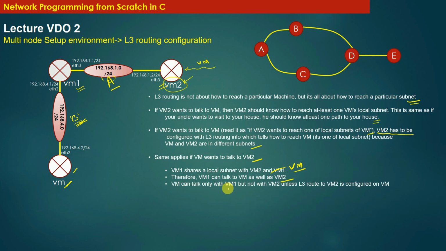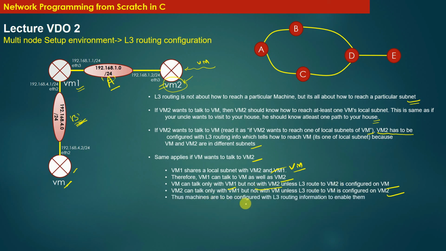VM can talk with VM1 but not with VM2 unless an L3 route to VM2 is configured on VM. And the reason is simple, because VM and VM2 are in remote subnets. They do not have any common local subnet, and therefore VM needs L3 routing information to reach VM2. VM2 can talk only with VM1 but not with VM unless an L3 route to VM is configured on VM2. So that is the same reason.